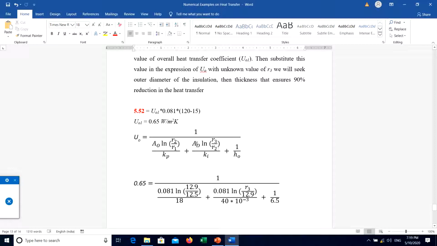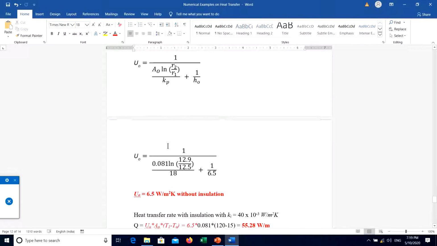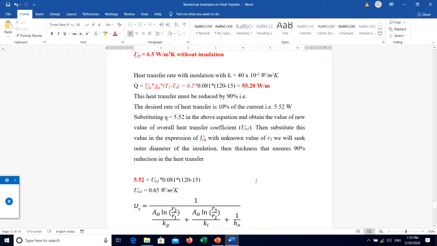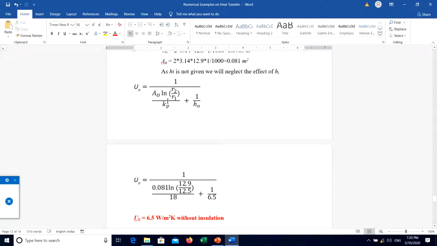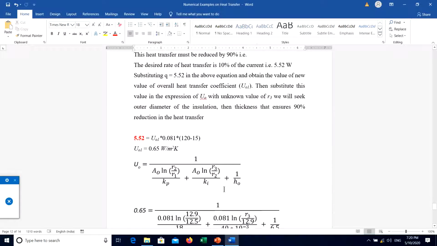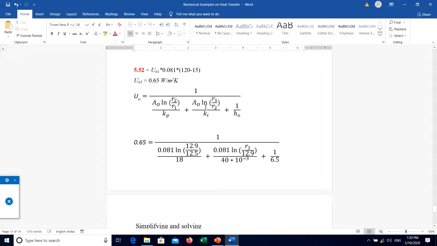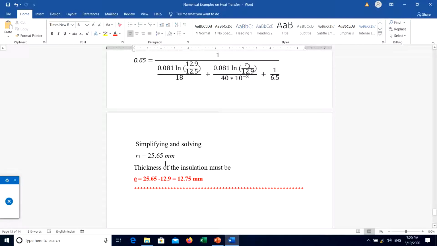Now here insulation is added in addition to the pipe. So please note the difference between this expression and this expression. Here there is no insulation added, only pipe. Here there is insulation added with radius R3 by R2, and with ki, the thermal conductivity of insulation, and ho is already given. So if you substitute all the values, you will get R3 to be 25.65 mm. So the thickness of the insulation that must be added is 12.75 mm.